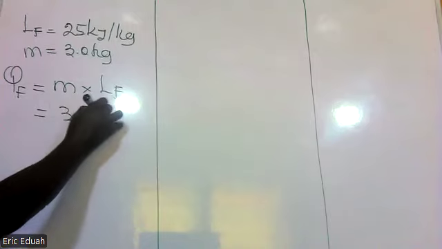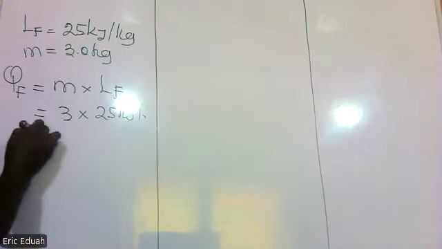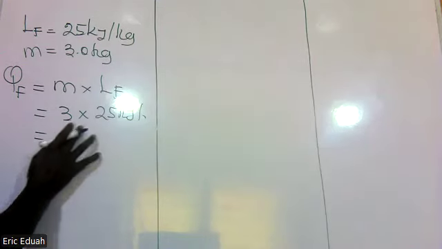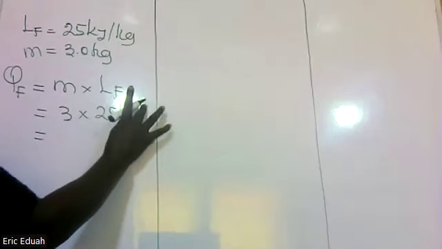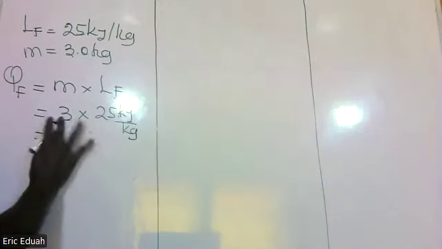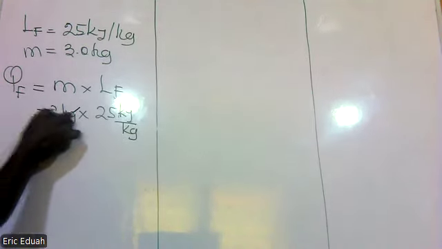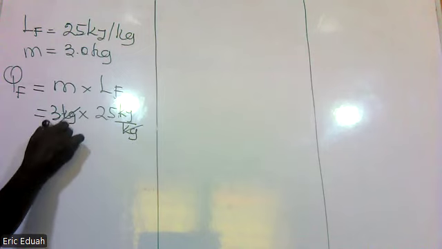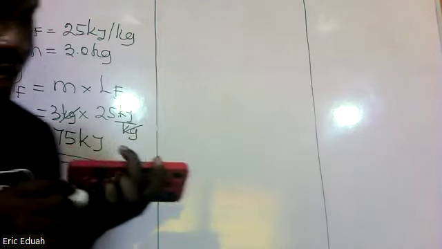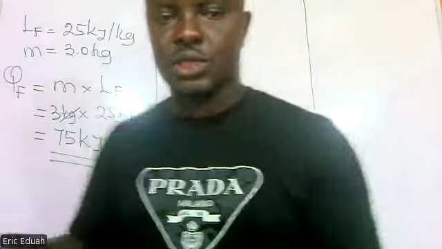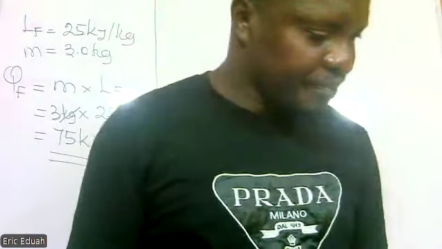3 times 25 kilojoules per kilogram. So what will happen is that, look, this is kilojoules per kilogram, and the mass is 3 kilograms. So you realize that this and this will cancel out. So 75 kilojoules will be the quantity of heat energy that must be released in order to change states at that temperature. Then question two.